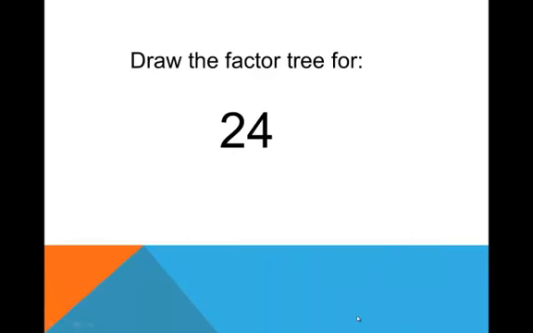Now I will ask you to pause the video here and draw yourself a factor tree for the number 24. Alright, now there are a number of ways that you can do it, but you're going to end up with the same answer. So one way that you might have done it is 24, break it down to 4 multiplied by 6. 4 multiplied by 6 is 24.